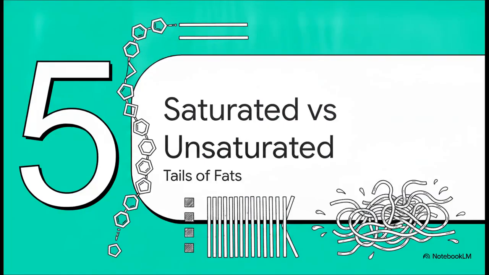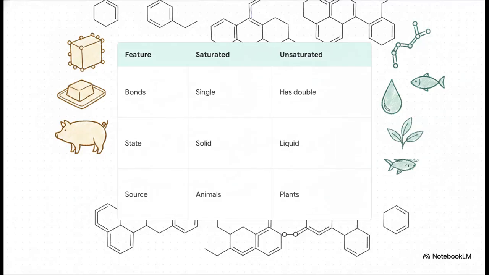Which brings us perfectly into Section 5, saturated versus unsaturated fats. That long tail we just talked about holds the whole secret here. When you compare the two, it all comes down to the geometry of the carbon bonds in that tail. Saturated fats only have single bonds between their carbon atoms. That means they are fully saturated with the absolute maximum number of hydrogen atoms possible. They're straight, so they pack tightly together, making them solid at room temperature, like animal fats.